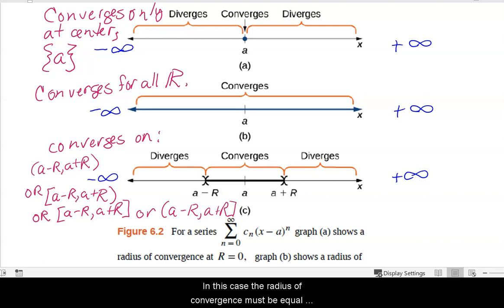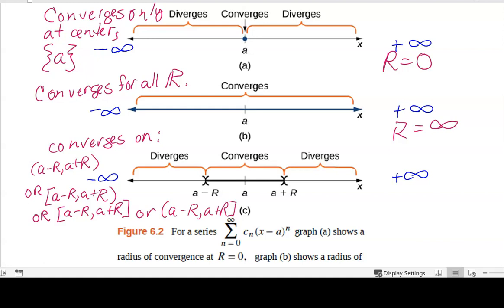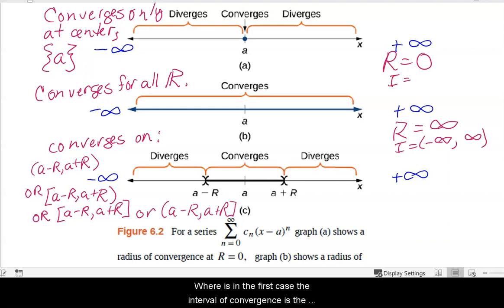In this case, the radius of convergence must be equal to 0 because it has 0 length. This means it's only converging here at this one point a, and it diverges for all other values of x. In the second situation here, it converges for all real numbers. In this case, we would write that the radius of convergence is infinity, infinity to the right and infinity to the left. The interval of convergence in this case would extend from negative infinity to infinity, whereas in the first case, the interval of convergence is the single point a.